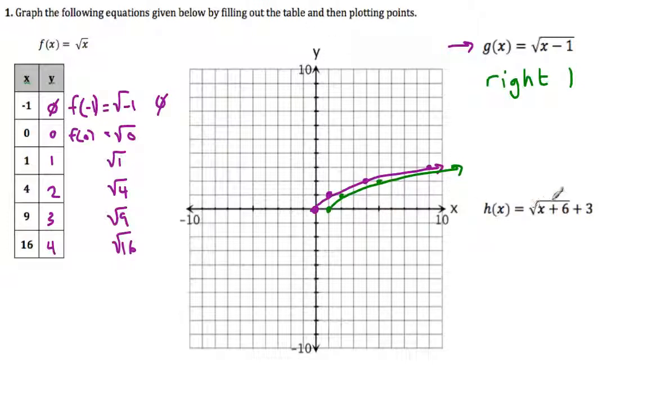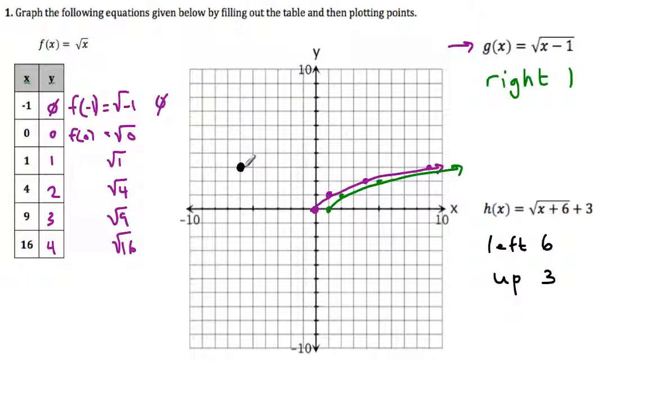And then h of x, this is shifted. This is left 6 and up 3. Okay, so let's start this left 6. 1, 2, 3, 4, 5, 6. And then up 3. 1, 2, 3. And so this is where we start.